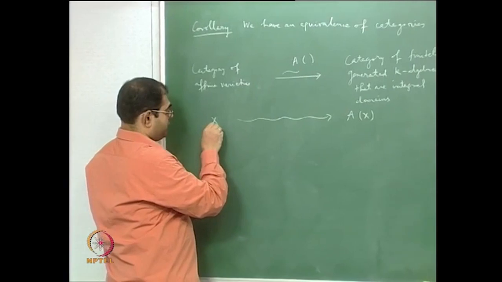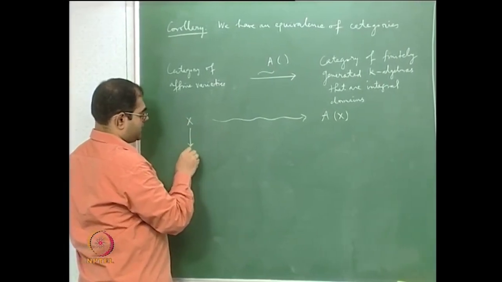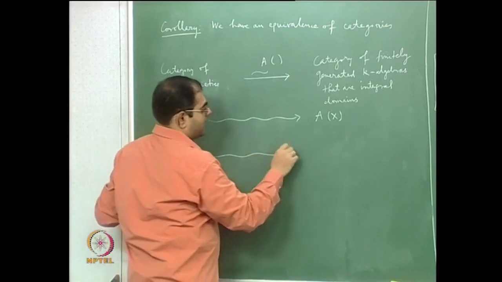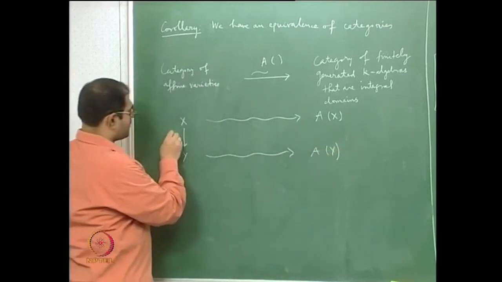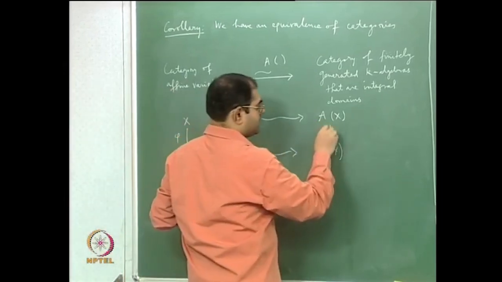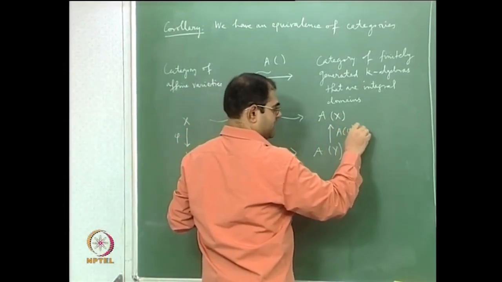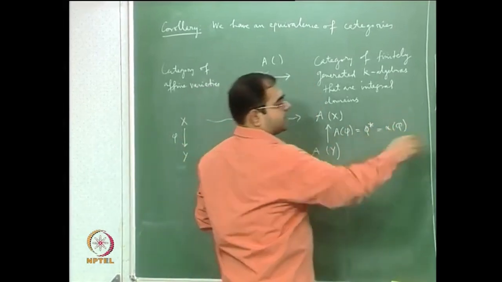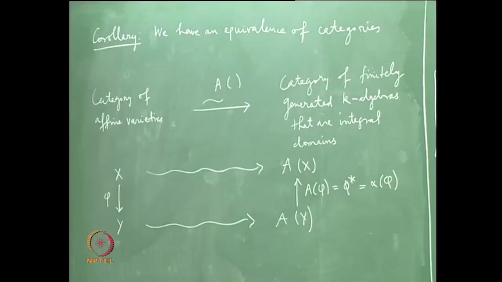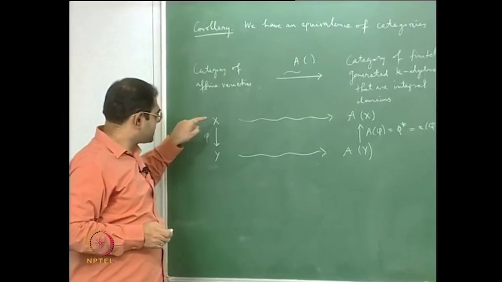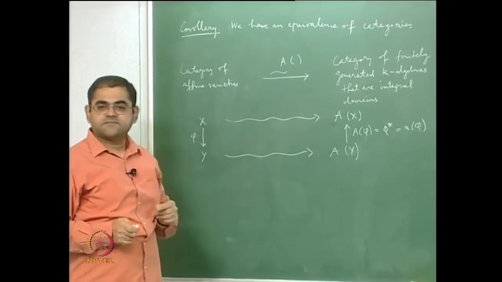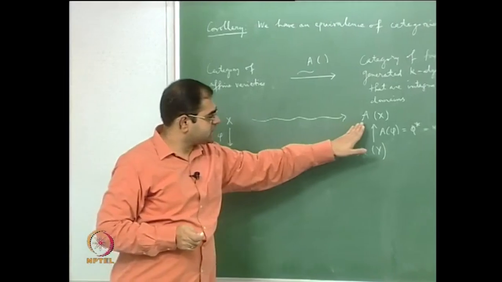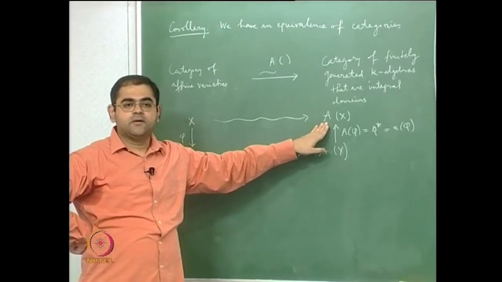So if you give me another affine variety I get Ay, and if you give me a morphism phi from x to y I get A of phi, this A of phi is nothing but phi star, pullback of functions, which is just alpha of phi in all our previous notations. So this is a functor: for every object here, which is an affine variety, I get an object there which is a finitely generated K algebra, and that is an integral domain because it is a polynomial ring modulo a prime ideal.